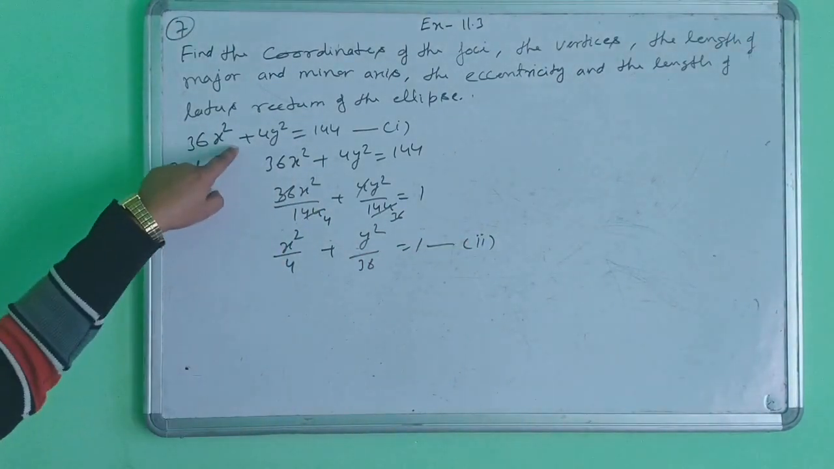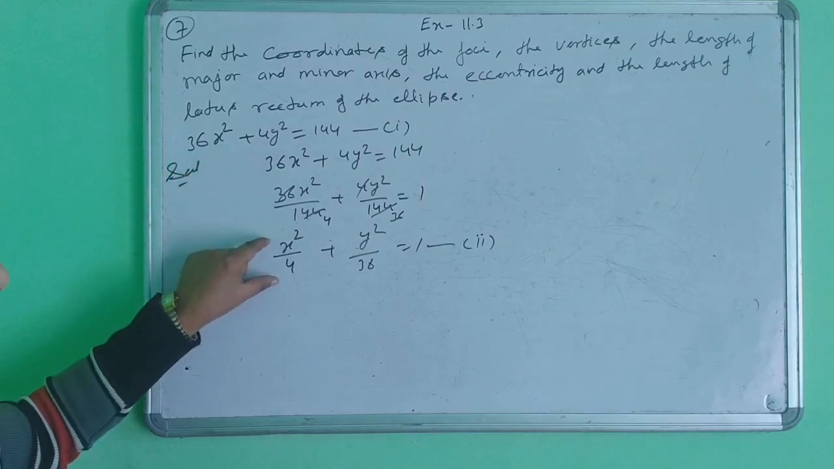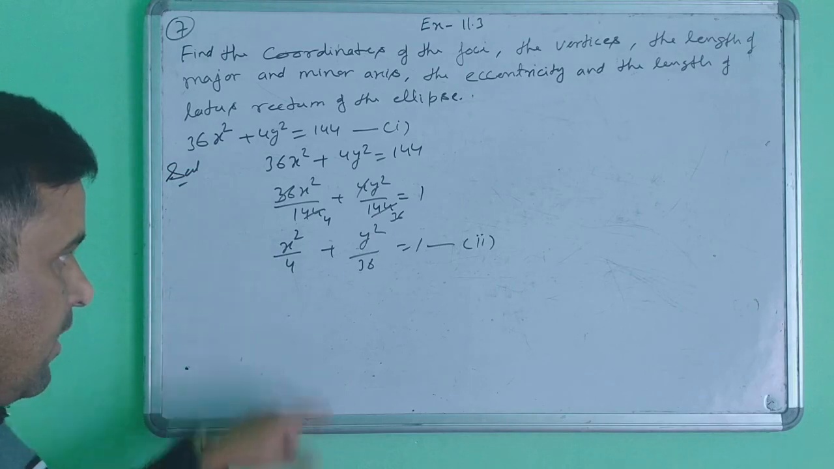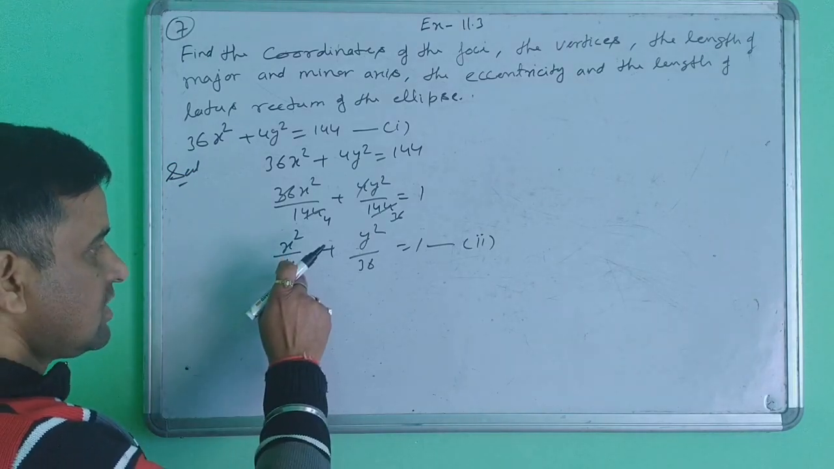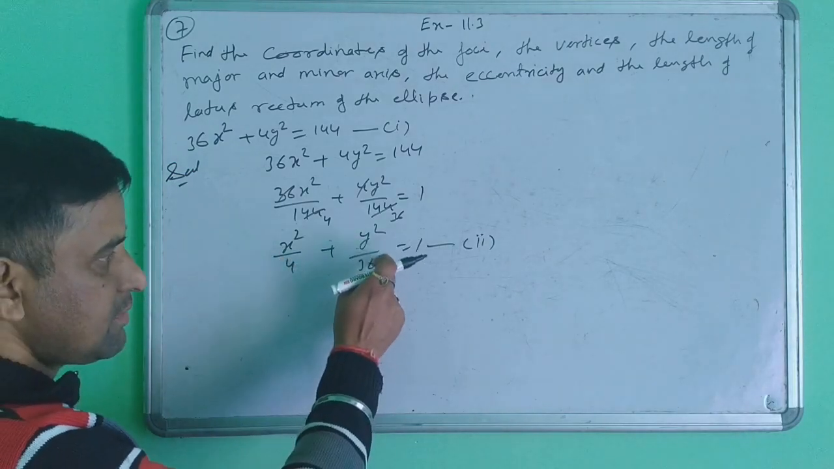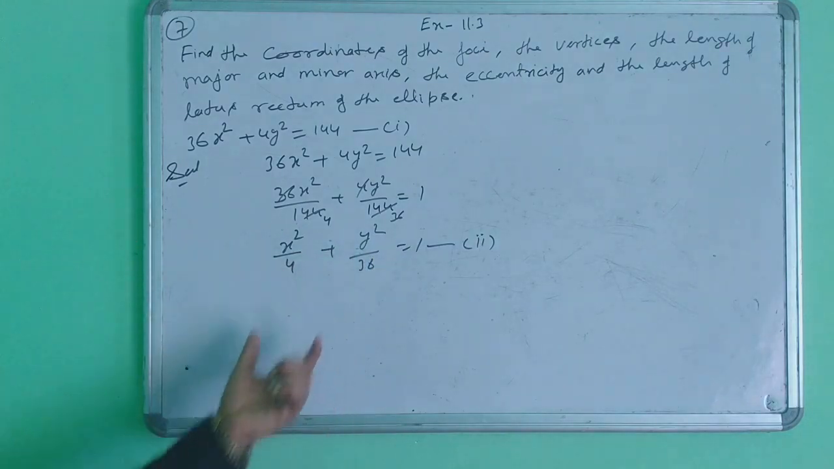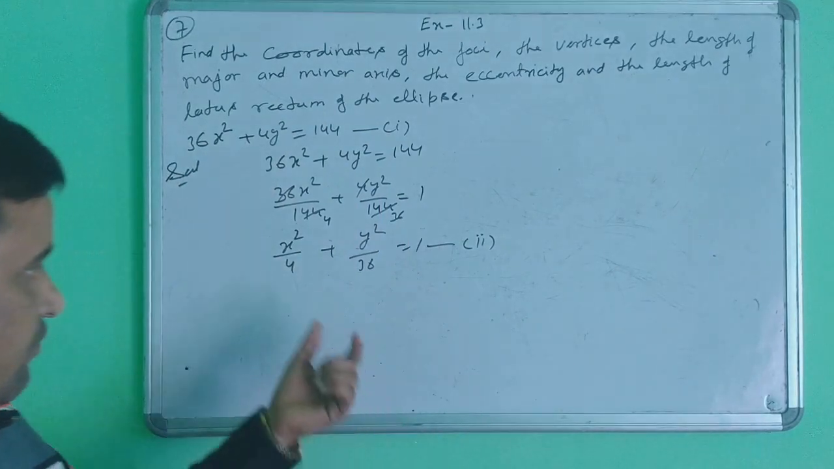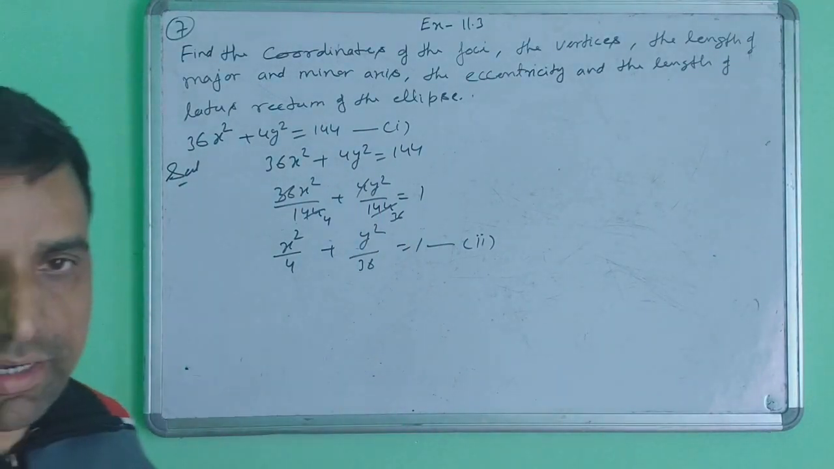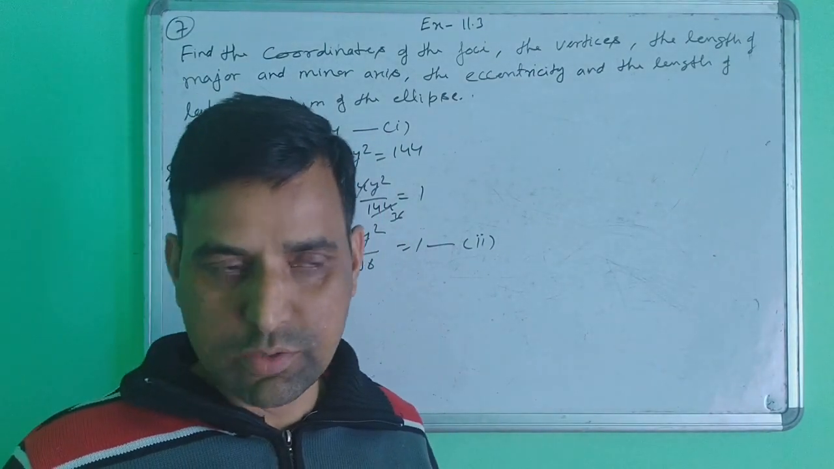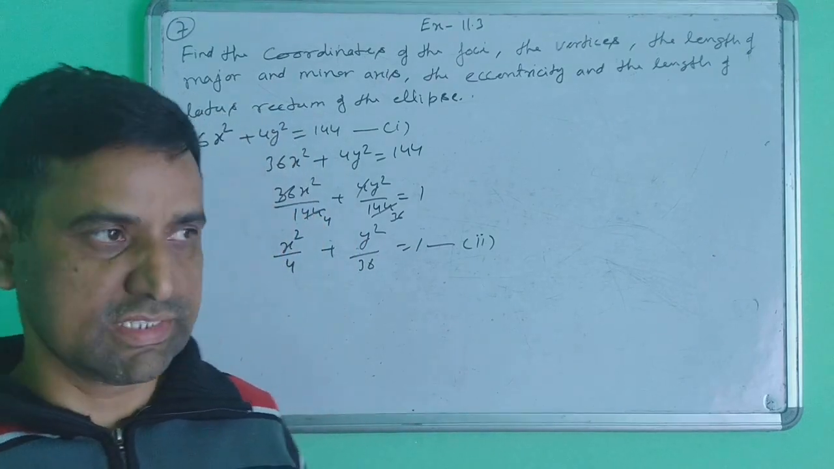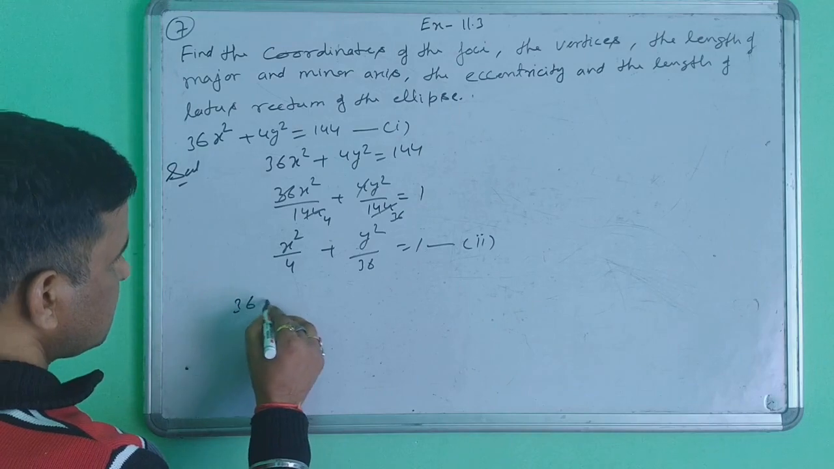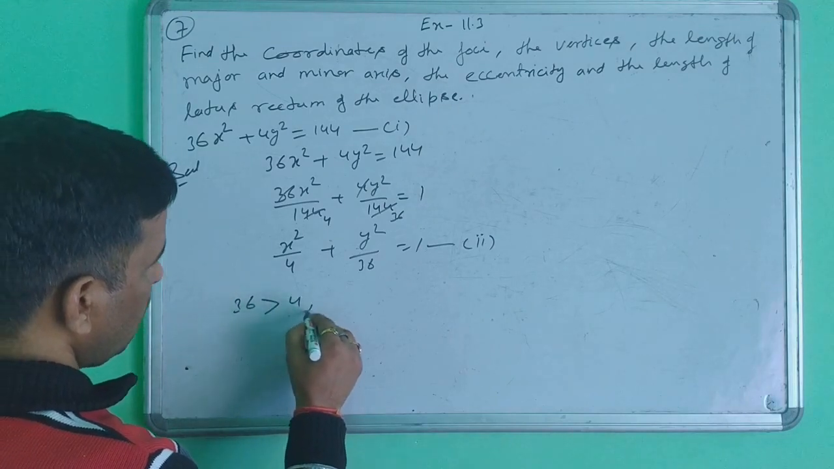After that you will write the equation in the standard form. This is the equation of the ellipse in standard form. So here the x intercept is 4 and the y intercept is 36. So this is the same as your question numbers first and second. First you select which is your major axis and which is your minor axis. So now you will write: 36 is greater than 4.